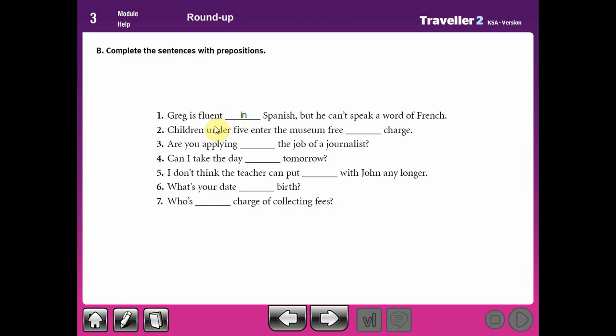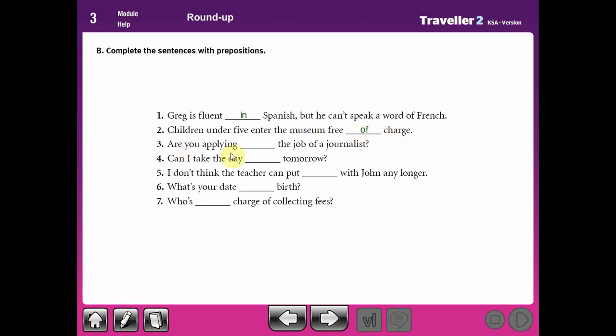Fluent means to speak a language perfectly. Children under 5 can enter the museum free of charge, without any money. How to say free charge? Free from, free of, free out? Free of. Very good. So free of charge means for no money.